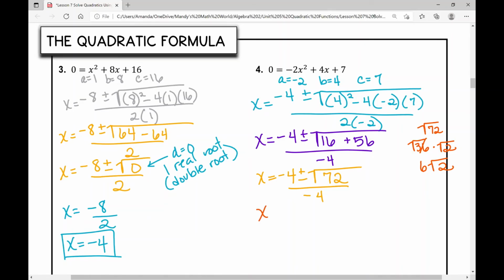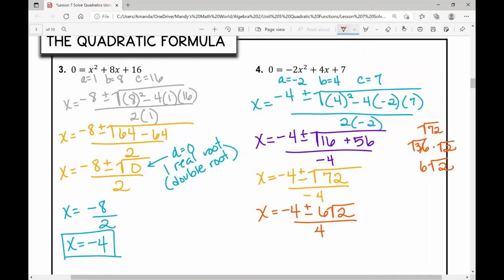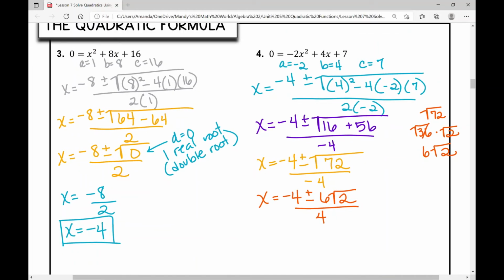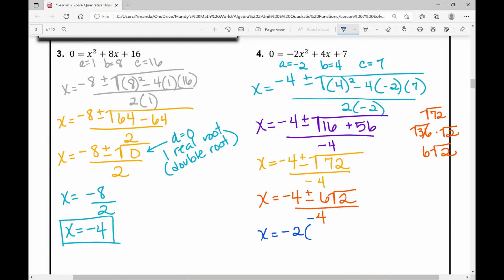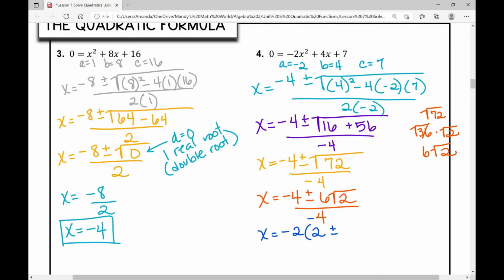So now I'm going to rewrite x equals negative 4 plus or minus the square root of 72, which can be written as 6 square roots of 2, over 4. What do we do at this point? We're going to factor out a GCF from our numerator. What can I factor out? You know what, there needs to be a negative there. I can factor out a 2 or a negative 2. In this case, I'm going to factor out a negative 2. What am I left with? Positive 2 plus or minus, and it doesn't matter because I have a plus or a minus, 3 square roots of 2, over negative 4.